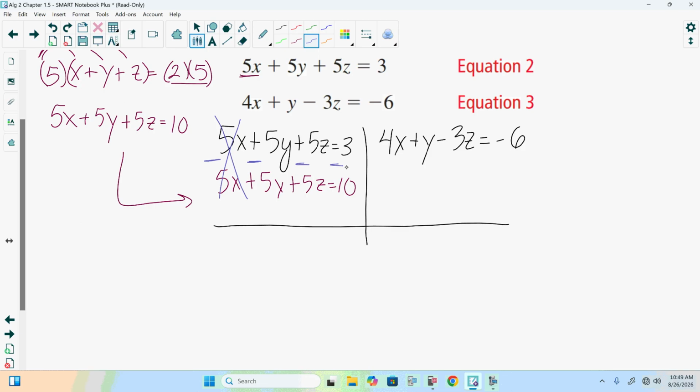We can move on to y next. 5y minus 5y is 0. Okay. 5z minus 5z is 0. So it turned out that the entire left side of that equation became 0. That's fine. On the right side, we have 3 minus 10 is negative 7.